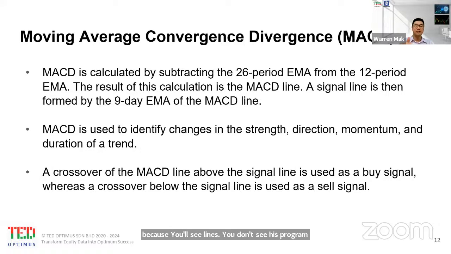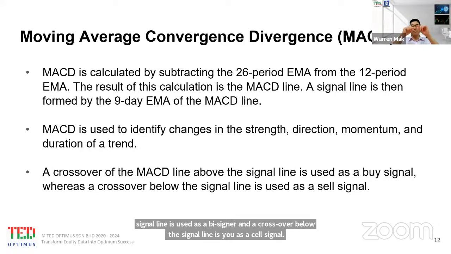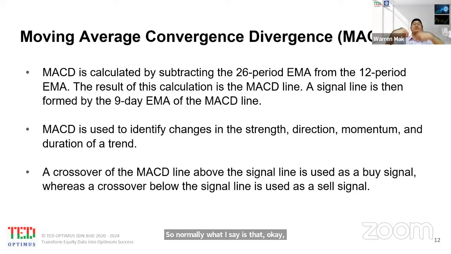So similarly, there is a crossover. Just now we had the golden cross, and this one has a similar thing as well. A crossover of the MACD line above the signal line is used as a buy signal, and a crossover below the signal line is used as a sell signal. So normally what I say is that when the line is above the zero line, it is bull. Below the zero line is bear. After I will show you in the chart, okay?